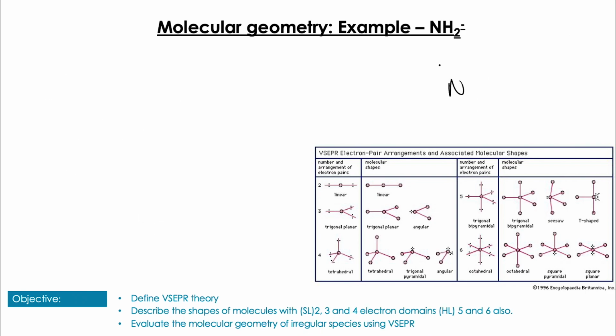If we take NH2 minus, however, we draw the Lewis structure and we see that we've got 2 hydrogens bonded to a nitrogen with 2 lone pairs.